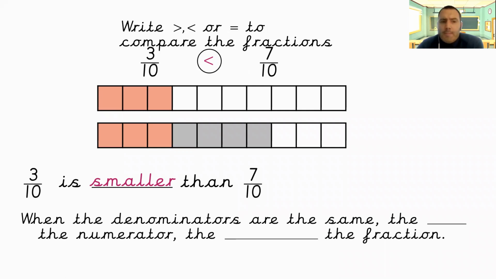What do we think it could be? Well, we could either say when the denominators are the same, the greater the numerator, the greater the fraction. You can also say the inverse of this, the opposite. When the denominators are the same, the smaller the numerator, the smaller the fraction. We can see that from our example on the screen now. 3/10 and 7/10. The denominators are the same. The numerator is smaller, so that is the smaller fraction.